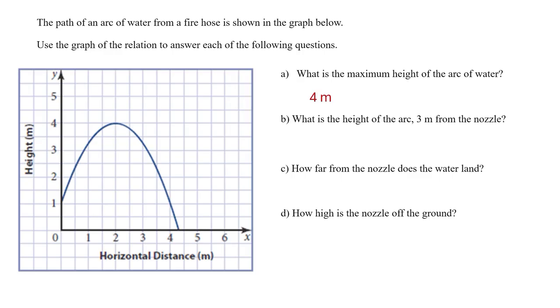B, what is the height of the arc 3 meters from the nozzle? Well, we just go count over 1, 2, 3, and then we go up and we read off the height here, which is about 3.25 meters. How far from the nozzle does the water land? Well, the water lands when the height is 0, and this happens at about the 4.25 mark. Question D asks, how high is the nozzle off the ground? Well, it's approximately 1 meter.